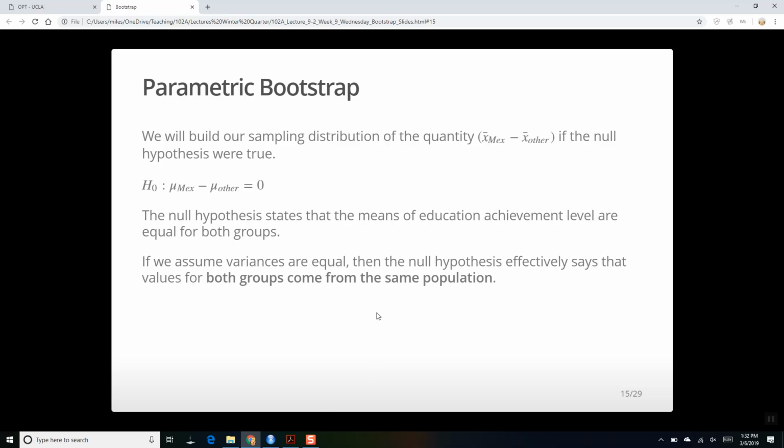because they're both going to be normal. If you have two normal populations with the same mean and same variance, they are the same population, right? That's what we are going to say under parametric bootstrap, okay?